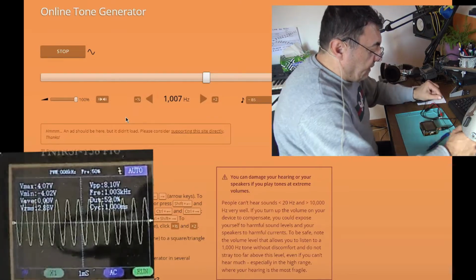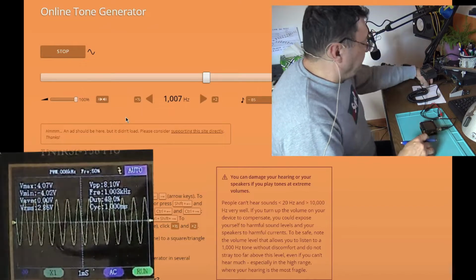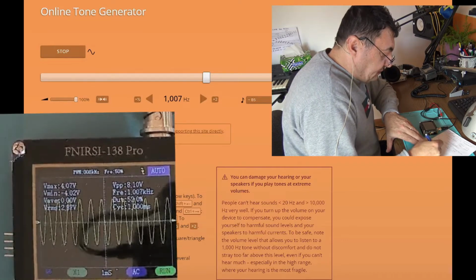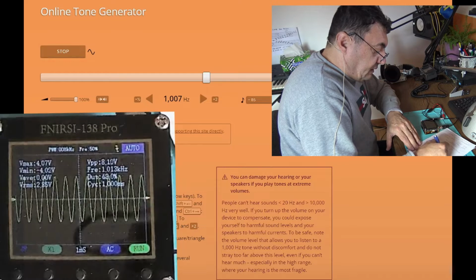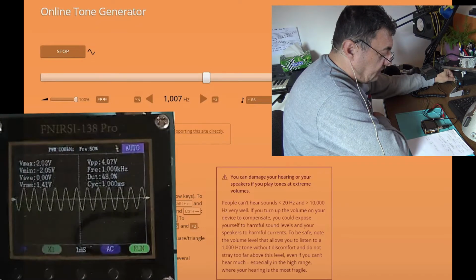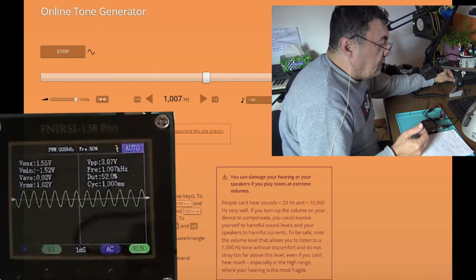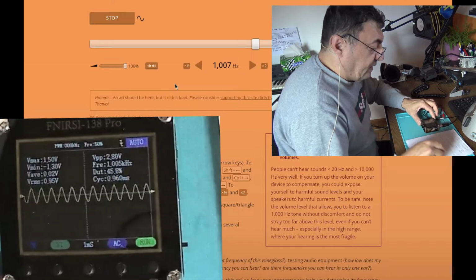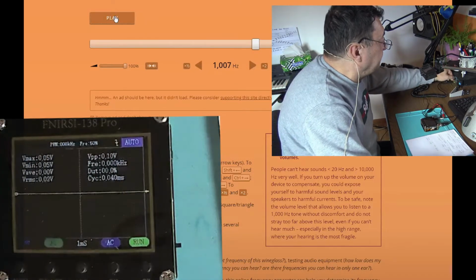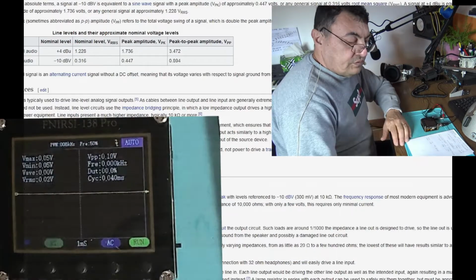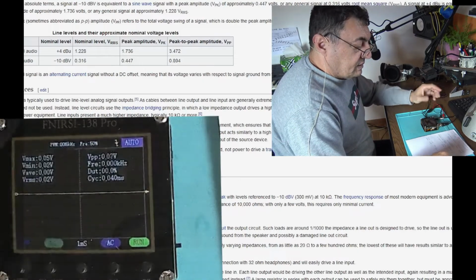And in this case, I have a maximum Vmax of 4.07, RMS 2.85, and peak to peak 8.10 volts. Obviously, it's a lot of signal here. But now let's say I need 1.5 volts. There we have 1.5 volts. So I can use my sound card output for feeding an amplifier to see exactly the right levels and so on.